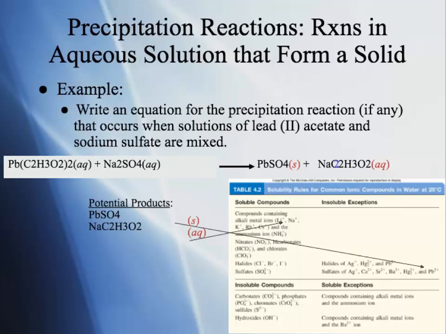All right, so let's do one more example before we do a couple of you-try-its. Write an equation for the precipitation reaction, if any, that occurs when solutions of lead(II) acetate and sodium sulfate are mixed. The first thing we have to do is write the chemical formulas for lead(II) acetate and sodium sulfate.